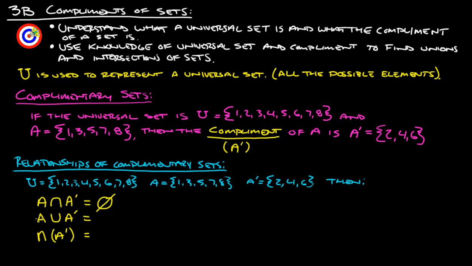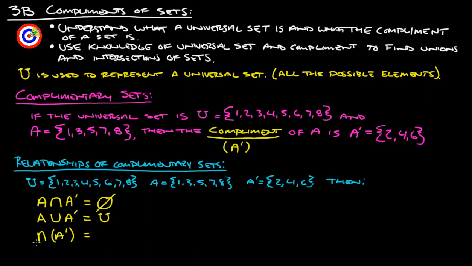If you take the union of set A and the complement of set A, it's all of those together. So that would be 1, 3, 5, 7, 8 plus 2, 4, and 6. That's always going to be whatever the universal set is, because that's how we find the complement of set A, is finding all of the rest of these that weren't used. So that would always be the universal set.